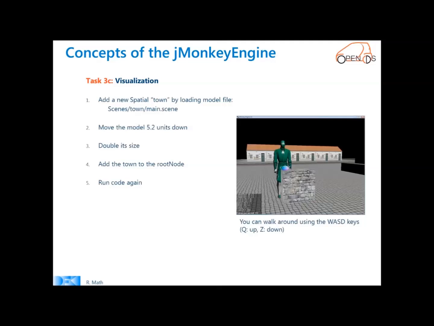Let's do more visual stuff here. In the same way as we already added these 3 objects from before, we can add another model which is contained in your tutorial package. It is found at the given location in the scenes town main scene, and just try to load this model in the same way we loaded the other ones. And if you move it 5.2 units down, it will be positioned at the feet of this body. And you have to double the size of it.